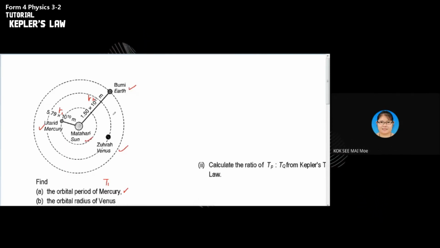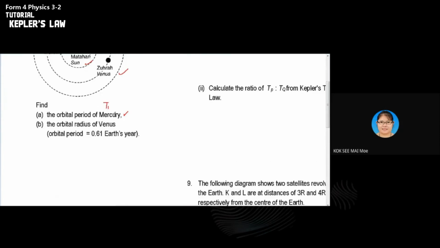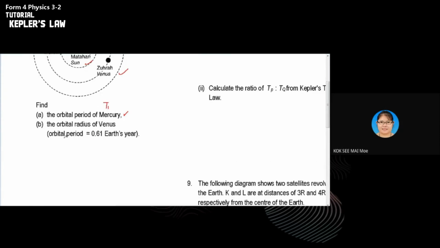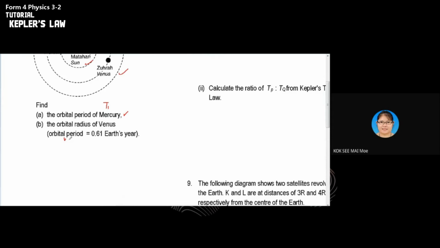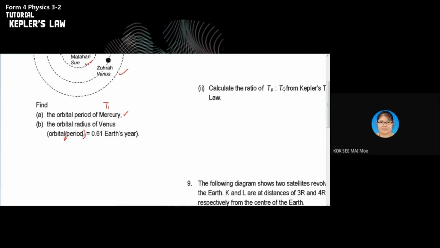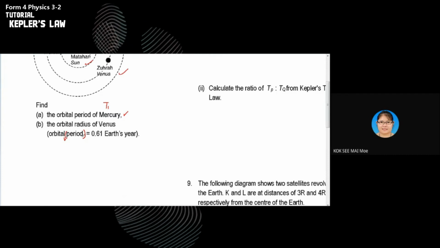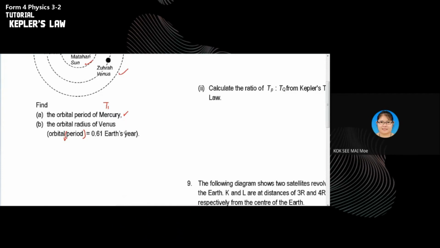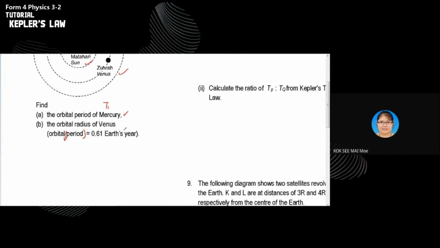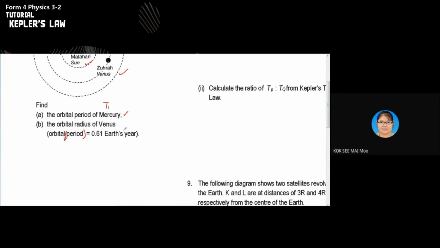Okay, I missed out one more thing here. Can you help me write here? This one is the orbital period. I think your paper has no "period", they just write "orbital" only. So this one is for Venus. Then this one, apostrophe s, Earth, Sun.